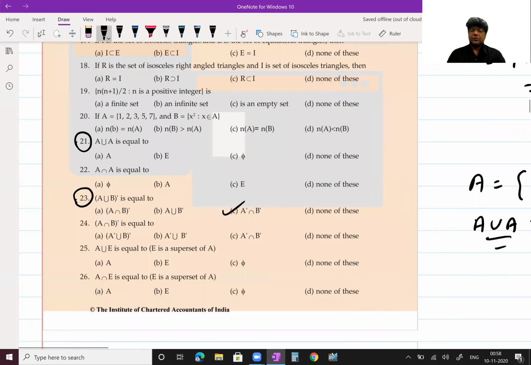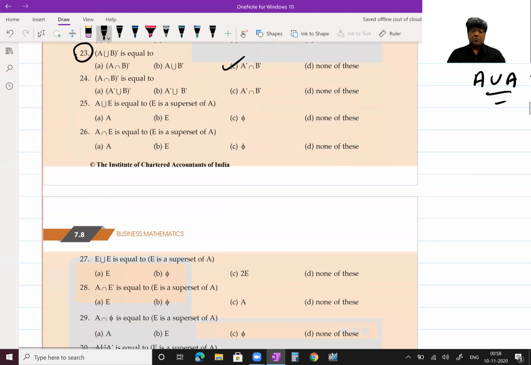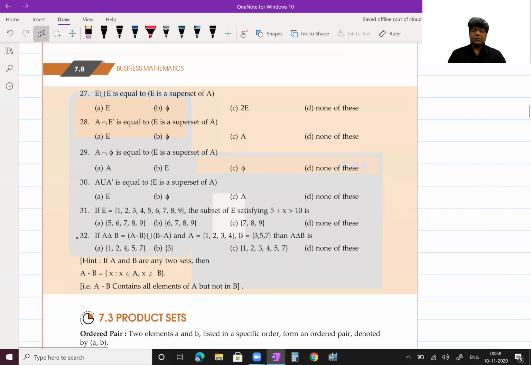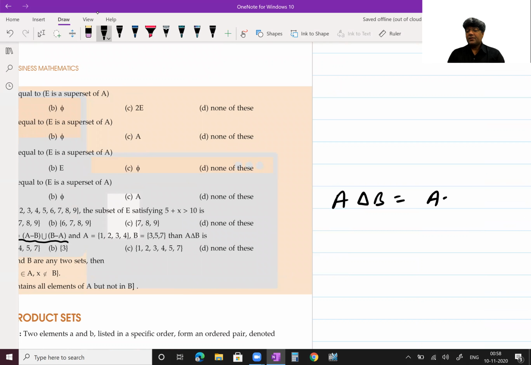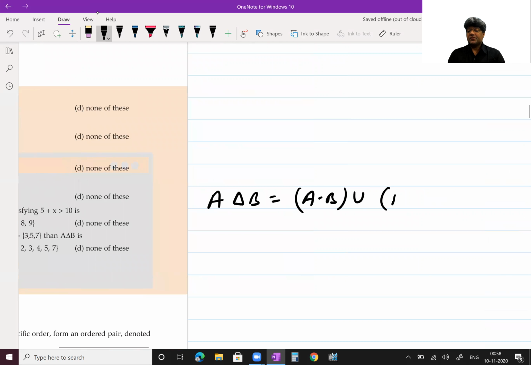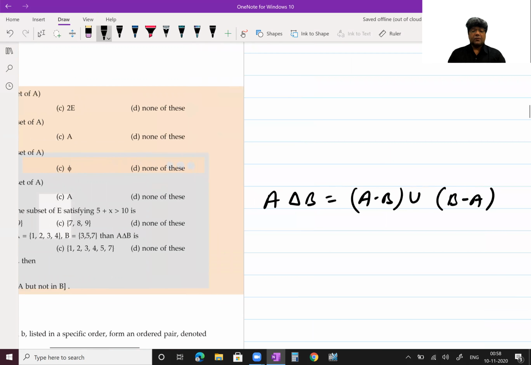So A complement intersection B complement. Now, question number 32. Guys, you are to do as it is directed in the question. The question has directed A delta B. A delta B is equal to what? A minus B union B minus A.